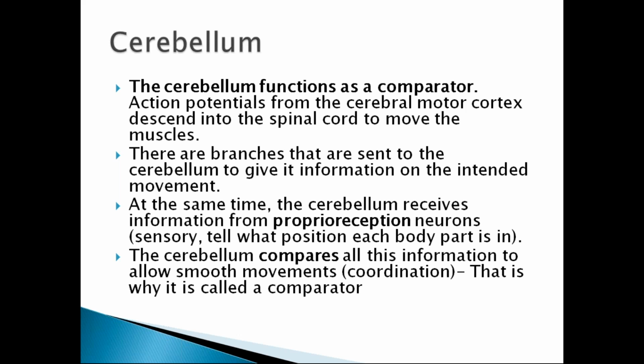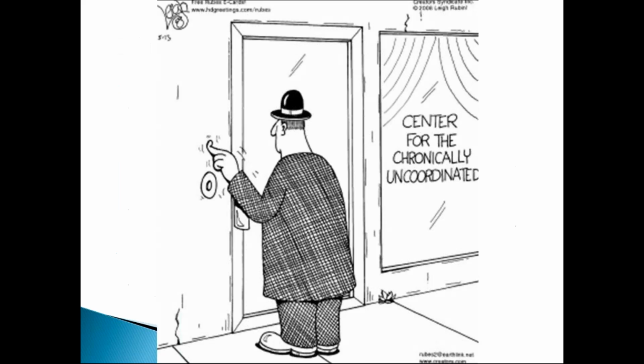The cerebellum compares all this information to allow smooth movement, coordination. That is why we call it a comparator. It helps us to coordinate. And this shows when you're not coordinated.